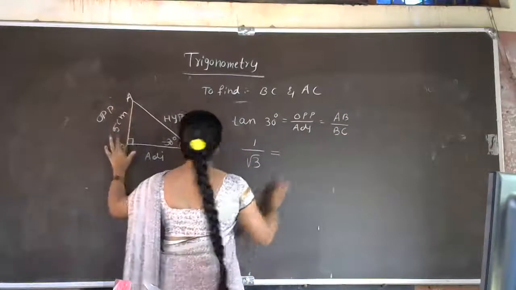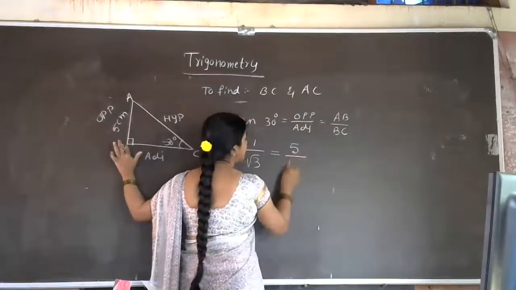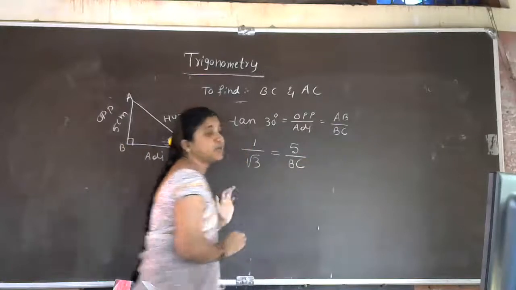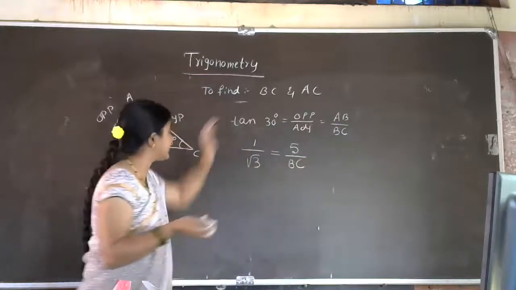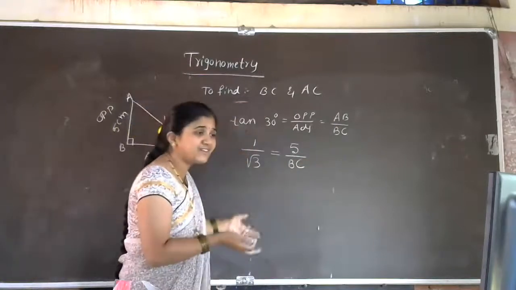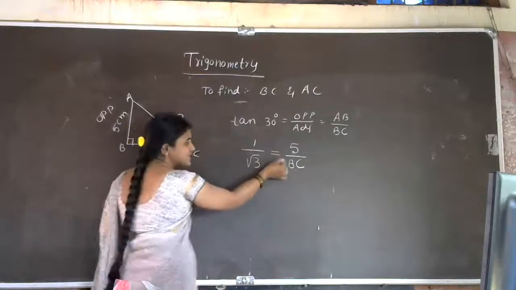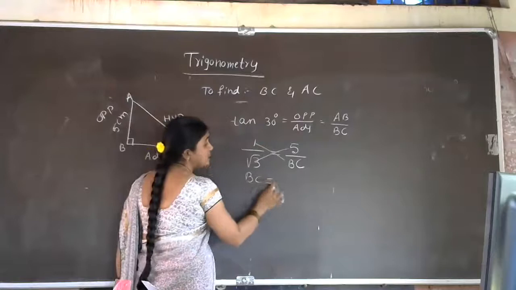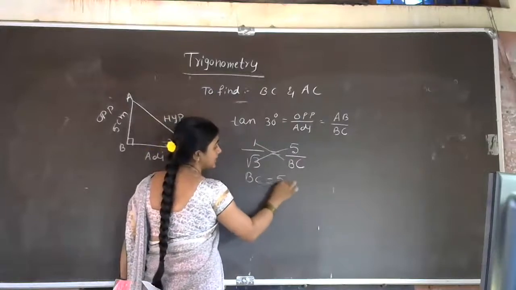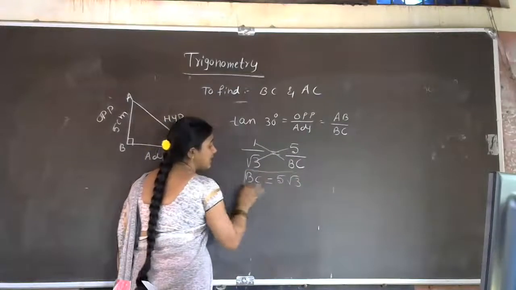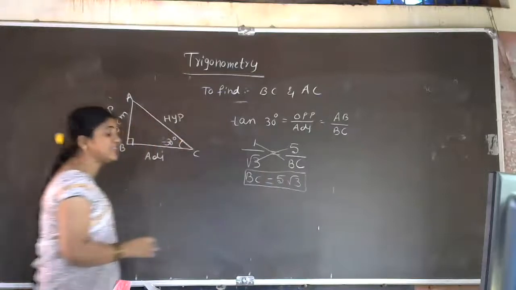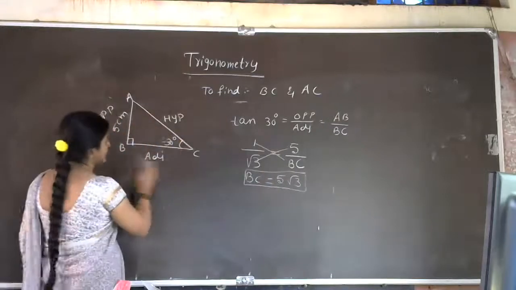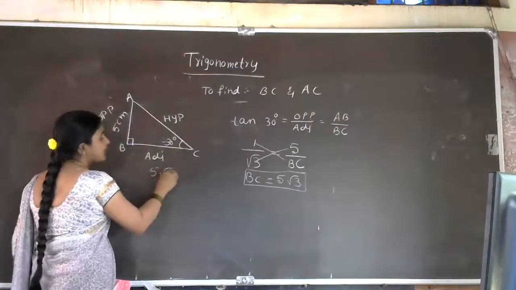AB measurement is given, that is 5, divided by BC, which is unknown. That one we have to work out now. Just do the cross multiplication. BC into 1 is BC, which is equal to 5 into root 3, that is 5 root 3. We got the measurement of BC as 5 root 3.